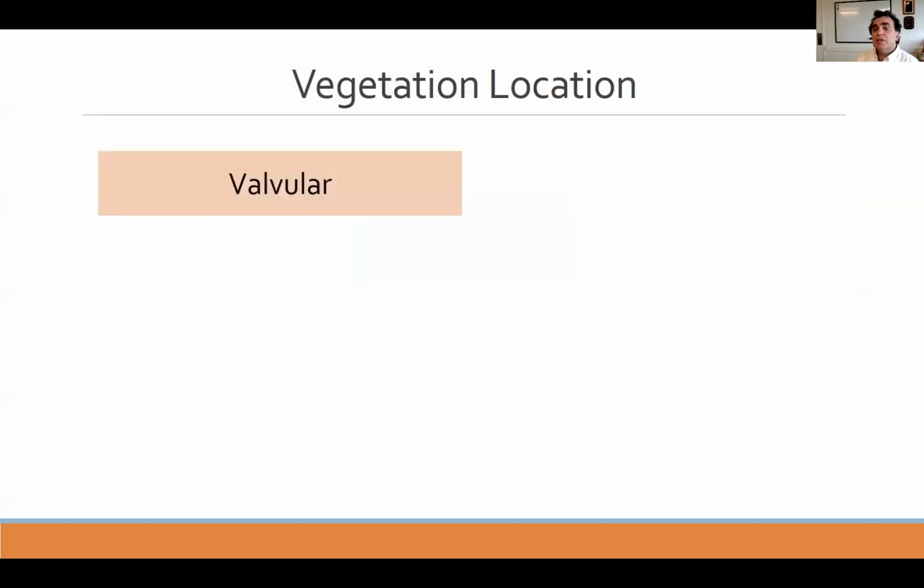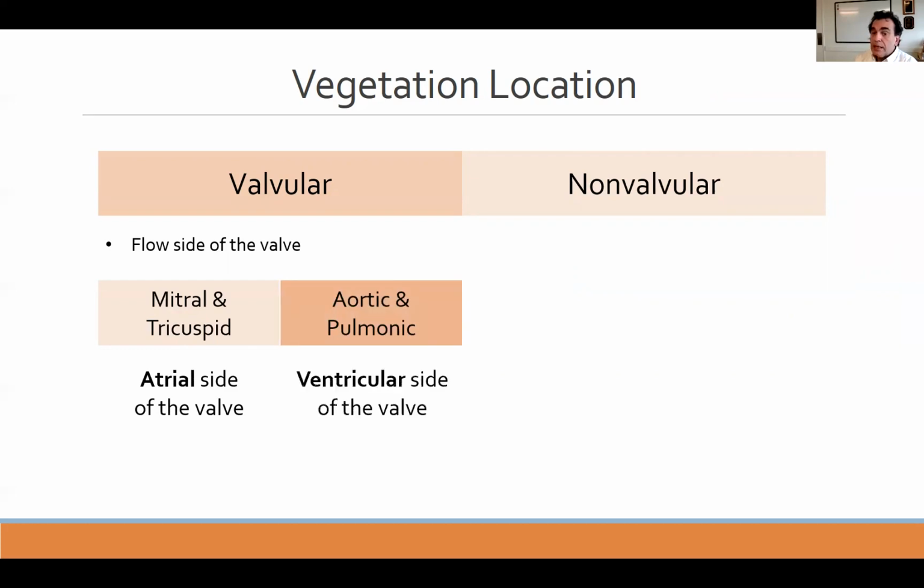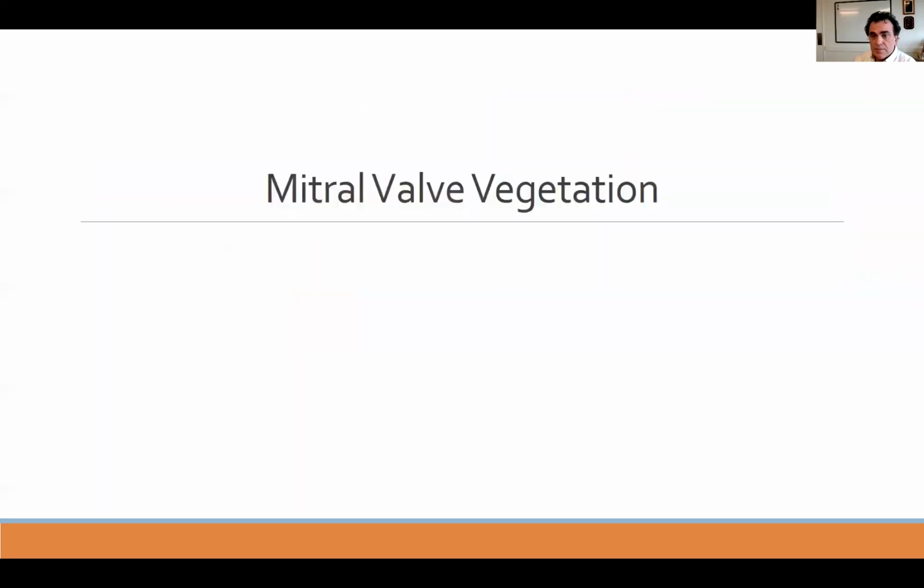Let's start with the vegetation location. Primarily they are valvular, but they can occur in non-valvular locations as well. Valvular vegetations tend to occur on the flow side of the valve, which means in the mitral and tricuspid valves, they occur on the atrial side of atrioventricular valves. And with respect to the aortic or pulmonic valve, they tend to occur on the ventricular side of these semilunar valves. Typically, vegetations on valves lead to acute valvular regurgitation and rarely to an acute valvular stenosis.